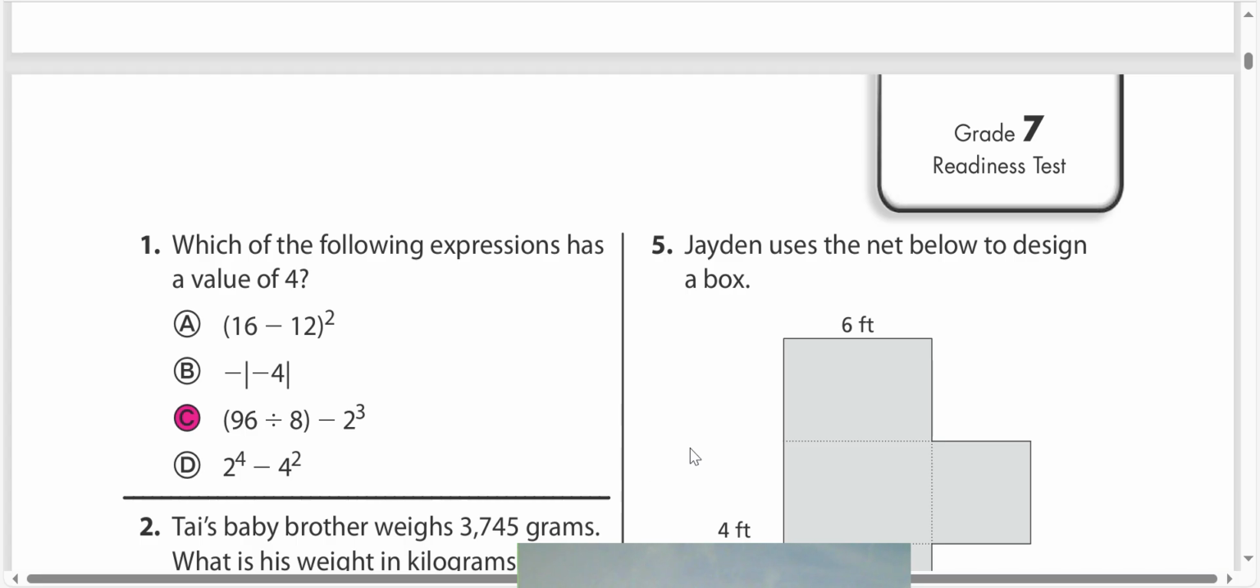Today we'll solve from the book Envision Math, first term. First, we review all questions like this about order of operations. Choose the following expression that has a value of 4. We can find the value of each one and then choose the answer 4.